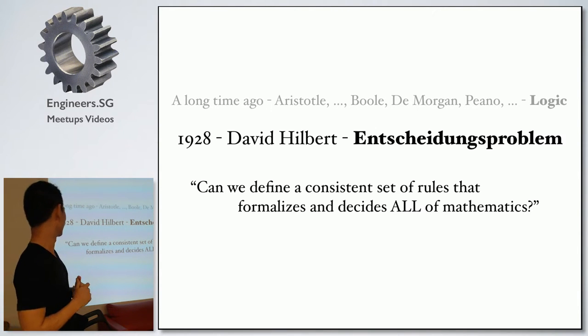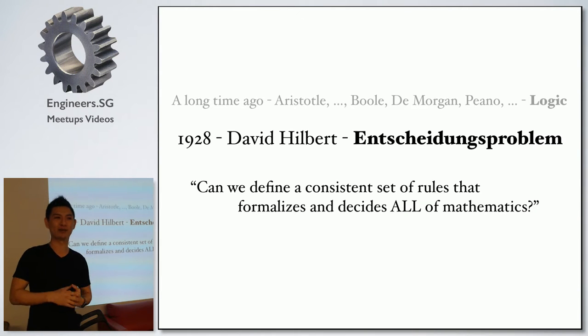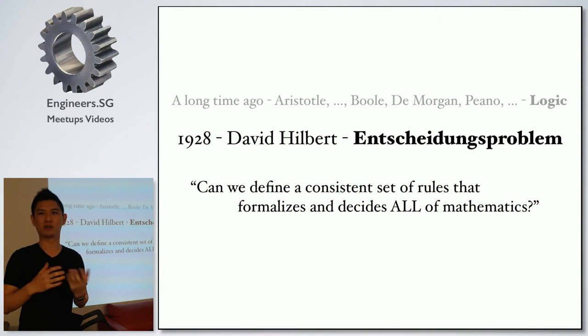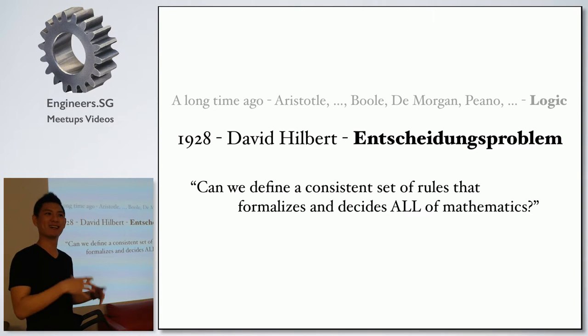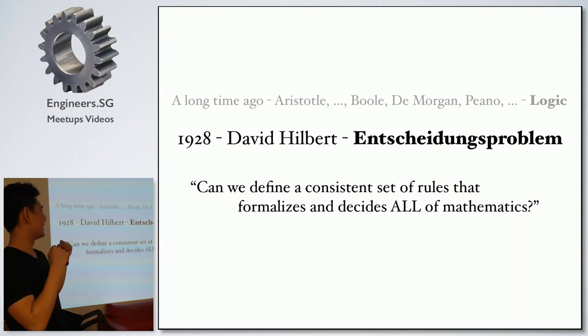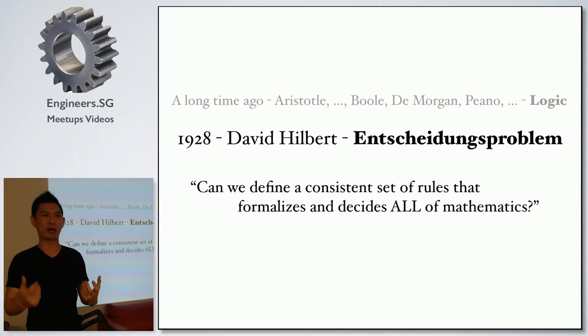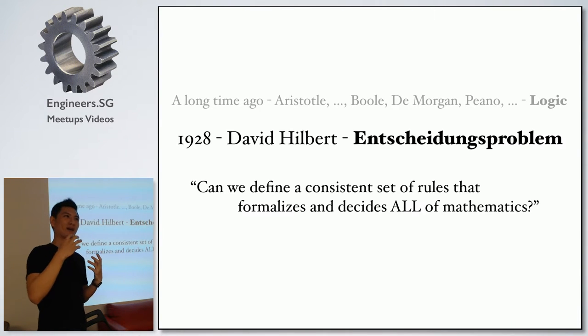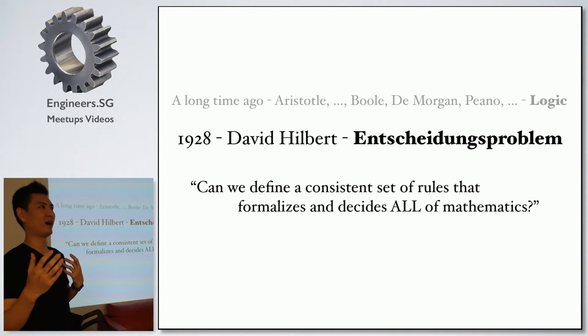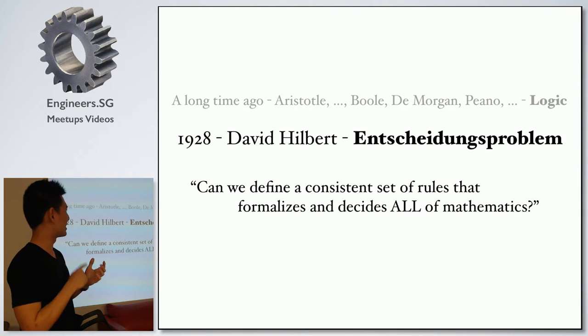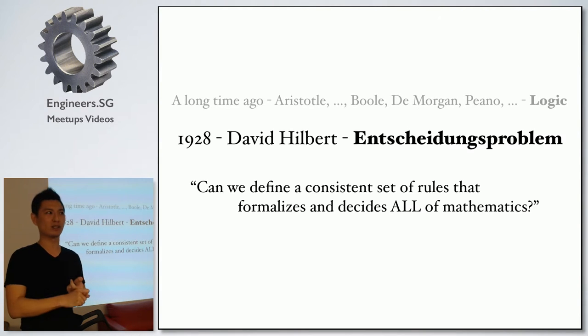It sounds better if you pronounce it. So the idea is, can we formalize the whole of mathematics with a consistent set of axioms? Correct me if I'm wrong, because I'm very new to this, but he wants to write a program that could take in any program in the world, and then ask if you can decide on it. So basically, if it's true or it's false.